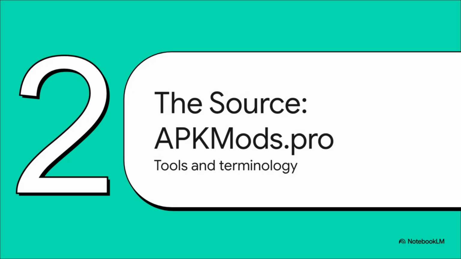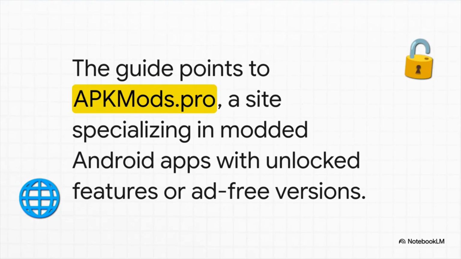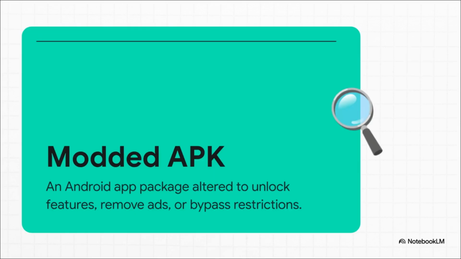Now for Section 2, where we look at the source itself. To really get what's going on, we first need to understand the tools and the lingo this guide throws around. The journey starts at a specific website, apkmods.pro. According to the guide, this place is a hub for what are called modified Android apps. Think of it as a library for tweaked versions of popular apps altered by somebody else to unlock features or get rid of ads.